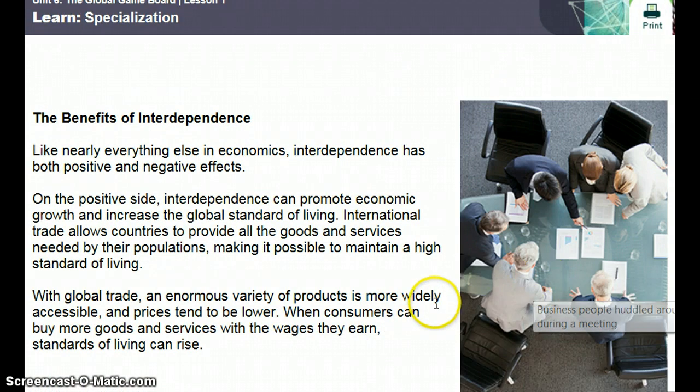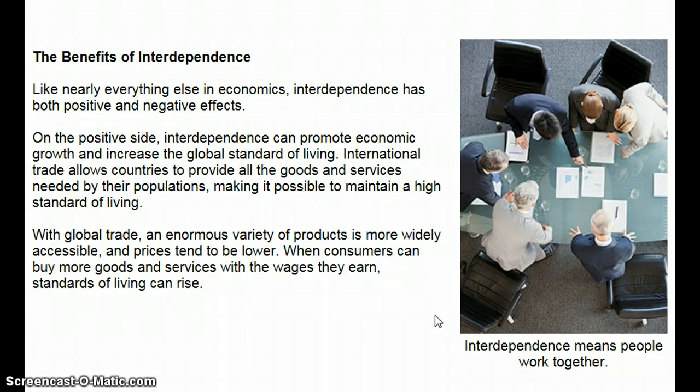The benefits of interdependence. Like nearly everything else in economics, interdependence has both positive and negative effects. On the positive side, interdependence can promote economic growth and increase the global standard of living. International trade allows countries to provide all the goods and services needed by their populations, making it possible to maintain a high standard of living. With global trade, an enormous variety of products is more widely accessible, and prices tend to be lower. When consumers can buy more goods and services with the wages they earn, standards of living can rise.